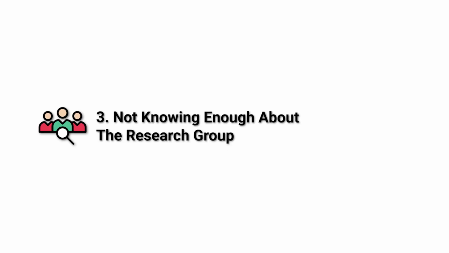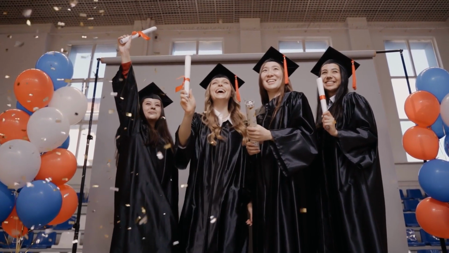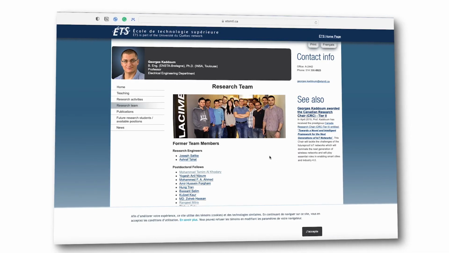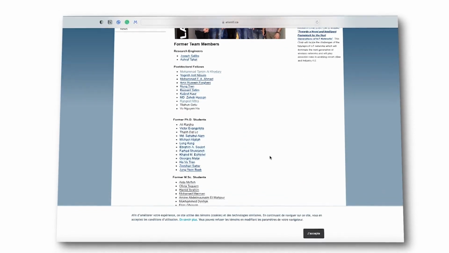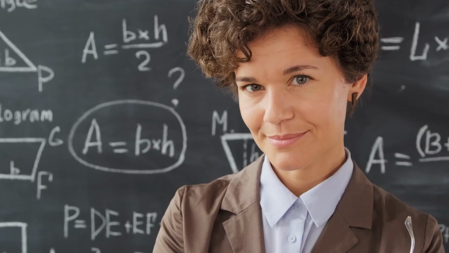The third biggest mistake the students make is not knowing enough about the research group. You have to know how many students the professor currently has, how many students graduated as successful PhD, MS candidates under his supervision, and what are they doing now. So you can use that as a reference for your own career trajectory. If everybody who graduated from this particular lab went on to work in the industry, you have a good chance of securing a job in that particular industry. If they all chose academia, you have better chances of joining academia afterwards. It's just how it works. They're your peers.